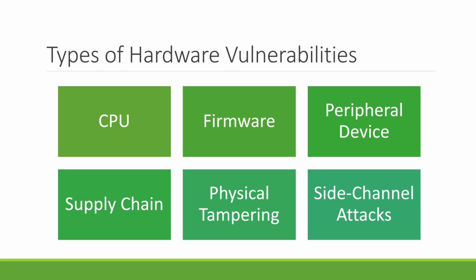Finally, we have some of our hardest attacks, which are going to be side channel attacks. Side channel attacks exploit indirect information like power consumption, electromagnetic emissions, or timing patterns to obtain sensitive information. So these attacks are very difficult to detect because they don't rely on direct access to the system, but instead on monitoring of the physical characteristics.